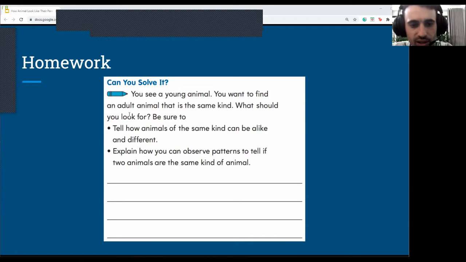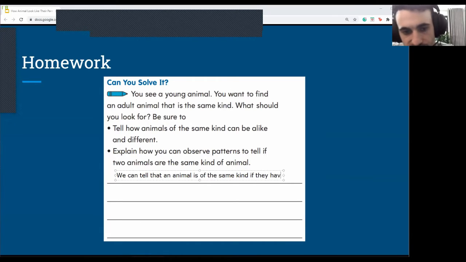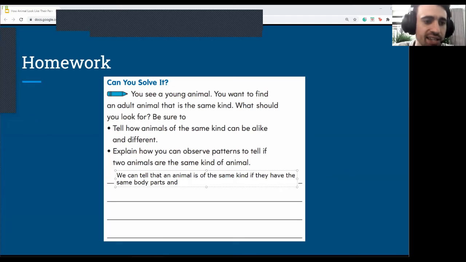Okay, let's write that down, guys. We're going to write the answer down together, okay? So Lavi says the body parts. So we can tell that an animal is of the same kind if they have the same body parts and, what word am I looking for? How should I finish my sentence? We can tell an animal is of the same kind if they have the same body parts and what?